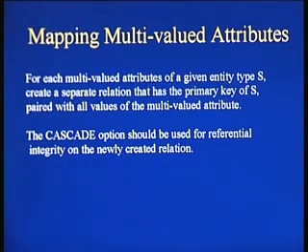So for each multi-valued attribute of a given entity type, we have to create a separate relation that has a primary key of S paired with all possible values that the multi-valued attribute can take. And of course the cascade option should be used for referential integrity on the bird relation, that is, whenever the bird relation is deleted or updated, the corresponding changes have to be made in bird colors as well.